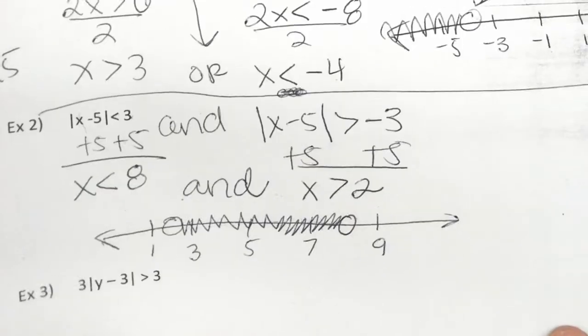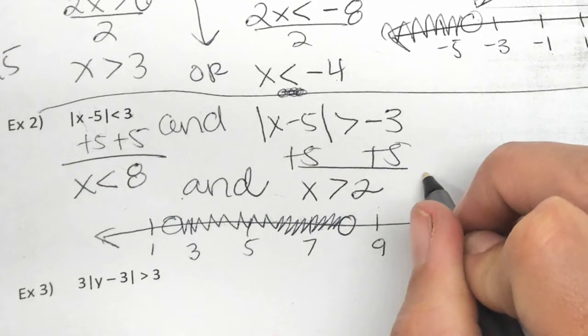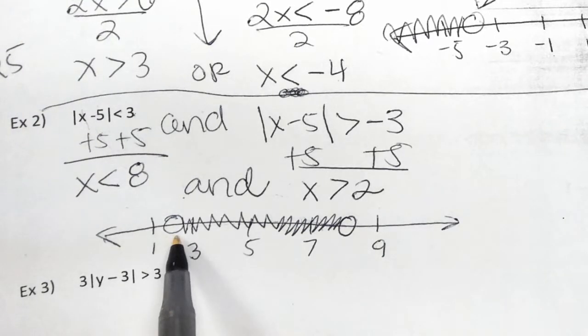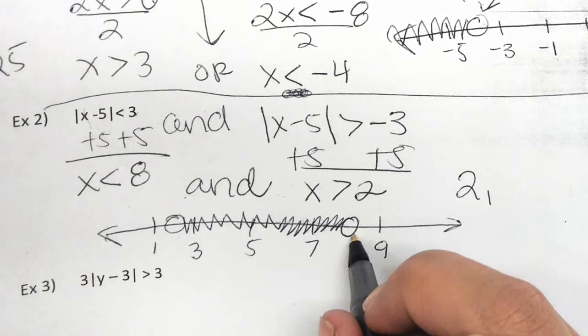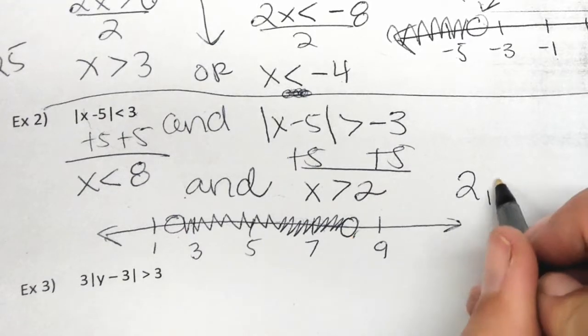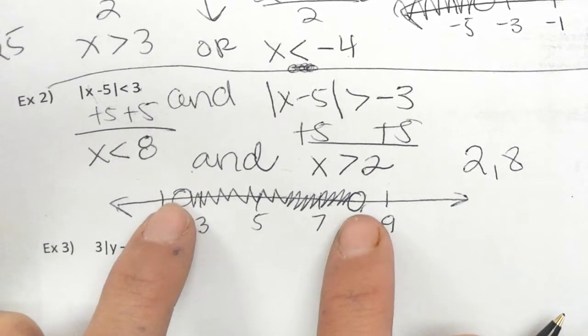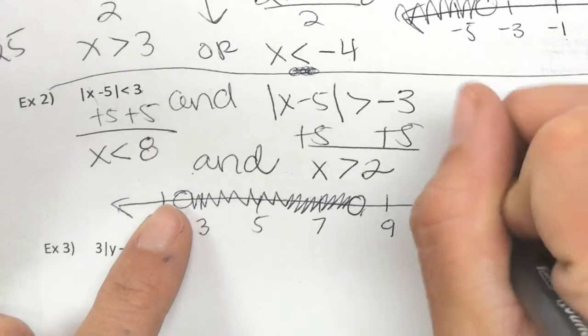Alright, so what would our interval notation be? Where does it start at? 2. 2 and goes to 8. Good. And we're just looking at the dark line. So it starts at 2, goes to 8. Parentheses or brackets? Very good.